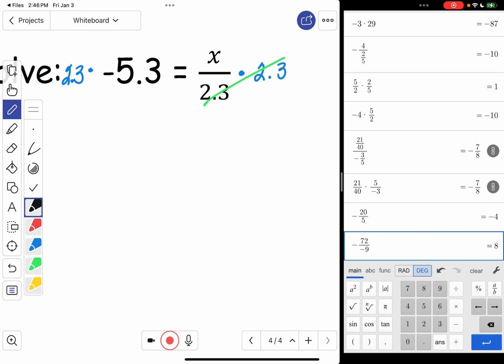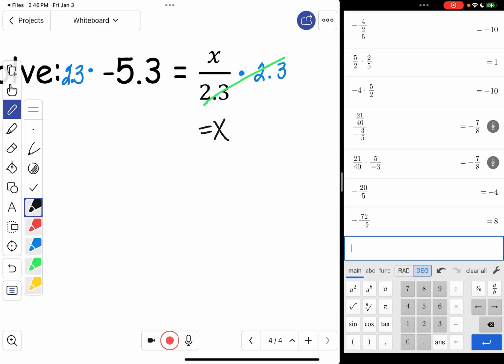These equal 1. x times 1 is equal to x. And then we're simply going to use our calculator to do 2 3/10 times a negative 5 3/10. And we get negative... 2.3. I'm going to check my math here. That doesn't seem quite right, but I think it is. Yep, 2.3 times negative 5.3 is equal to negative 12 19/100.